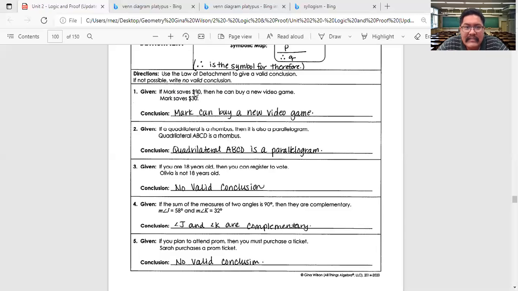The first one is he saves $30. The second is that he can buy a new video game. Now one leads to the other, right? That arrow. If you save $30, you can buy that game. Now we know in this case, he did save $30 because it's given and it's telling us he has $30 now. That means he can buy a new game.